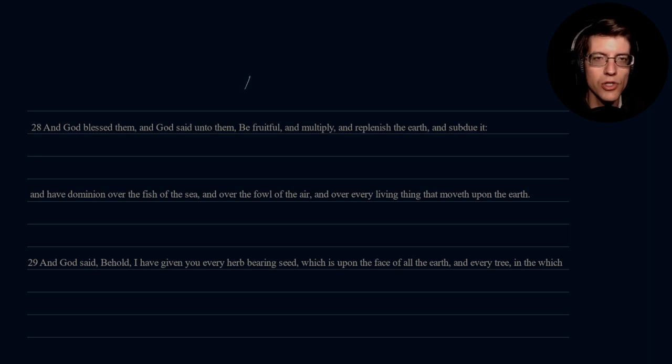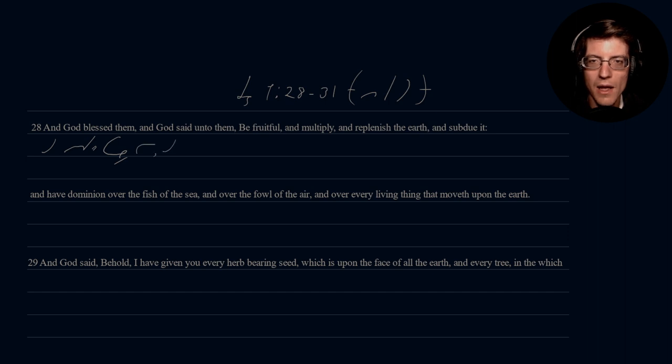Today's drill. Genesis 1, 28 through 31. King James Version. And God blessed them, and God said unto them, be fruitful and multiply and replenish.